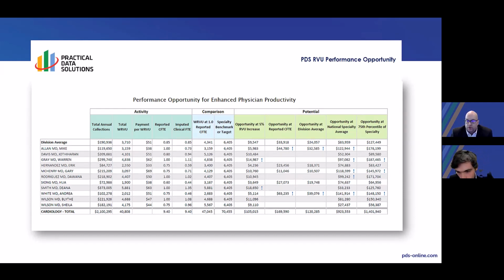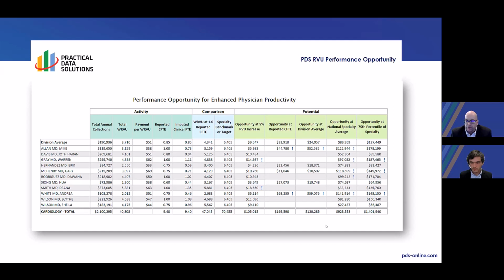We have what we know. So we know our total annual collections. We know our total work RVU. We can calculate a payment per work RVU. We can show what's going on, incorporate clinical FTE to normalize things, but then we can incorporate a benchmark. And then we'll project out and show financially what would happen for the organization if each provider increased by just 5%, benchmarking against themselves. Or if we did an internal benchmark, what would happen if the providers who were below the average of the department were performing at that average level? What would be the financial impact of that?